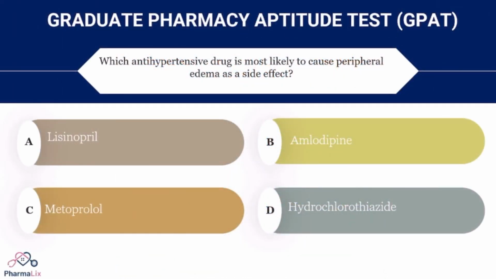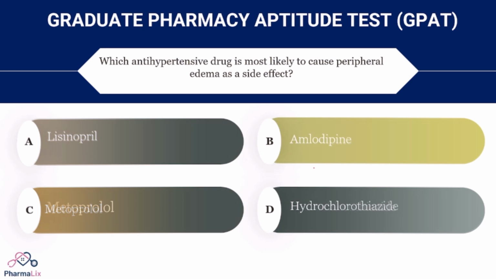Next question is, which antihypertensive drug is most likely to cause peripheral edema as a side effect? Do you know? If you know, pause the video, tick the correct answer and see if you are heading in the right direction. Is it going to be lisinopril? No sir. Is it going to be amlodipine? Yes sir. Calcium channel blockers cause peripheral edema. Is it going to be metoprolol, beta blockers? No. Is it going to be hydrochlorothiazide? No sir. So amlodipine is the correct answer.